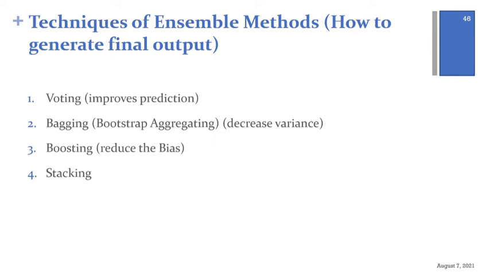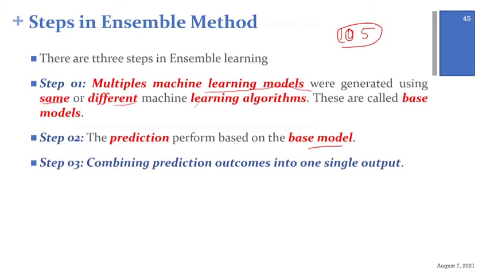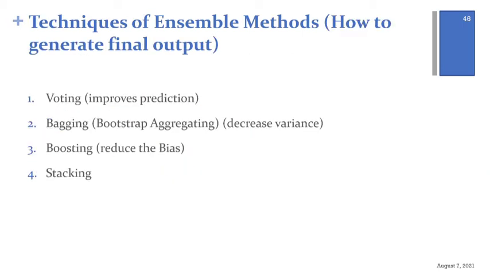We move to the concept of the techniques of ensemble method. How do we generate final output? That is, how do we combine the results? See, I haven't developed multiple machine learning models by training machine learning algorithms, then let them predict, then finally we combine the result. So how do we do this combination to generate the final outputs?